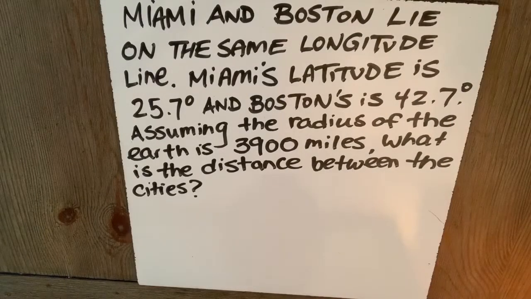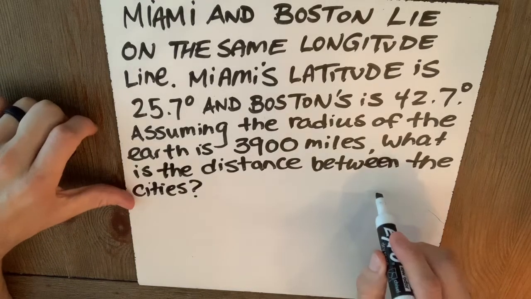Let's assume that Miami and Boston lie on the same longitude line. They don't exactly, but for the sake of the problem, let's just say they do. Miami's latitude is 25.7 degrees north of the equator, and Boston's latitude is 42.7 degrees north of the equator. Assuming that the radius of the Earth is 3,900 miles, which is close, what is the distance between the cities?